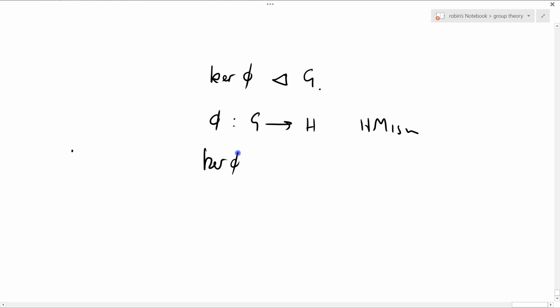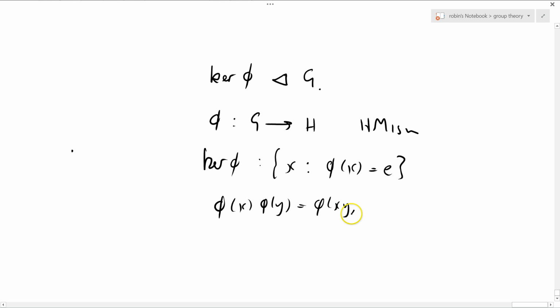Okay, we've established that the kernel of a homomorphism is a normal subgroup of our group G. Phi maps G to H is a homomorphism. The kernel of that homomorphism is the set of X such that phi of X equals the identity, and phi of X, phi of Y equals phi of X, Y.